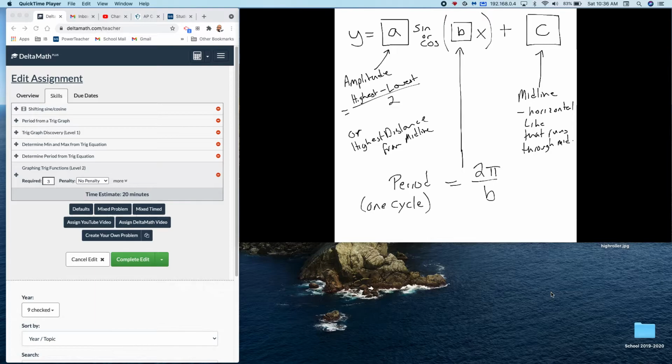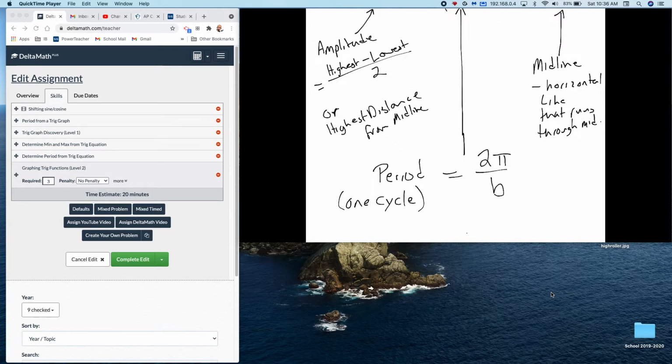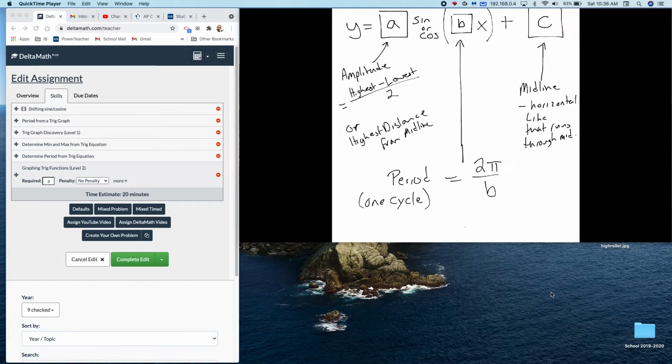So you can go through, and I'm going to do some of these examples, but make sure you know these are the main characteristics of the ideas behind these equations, or this sine cosine equation.